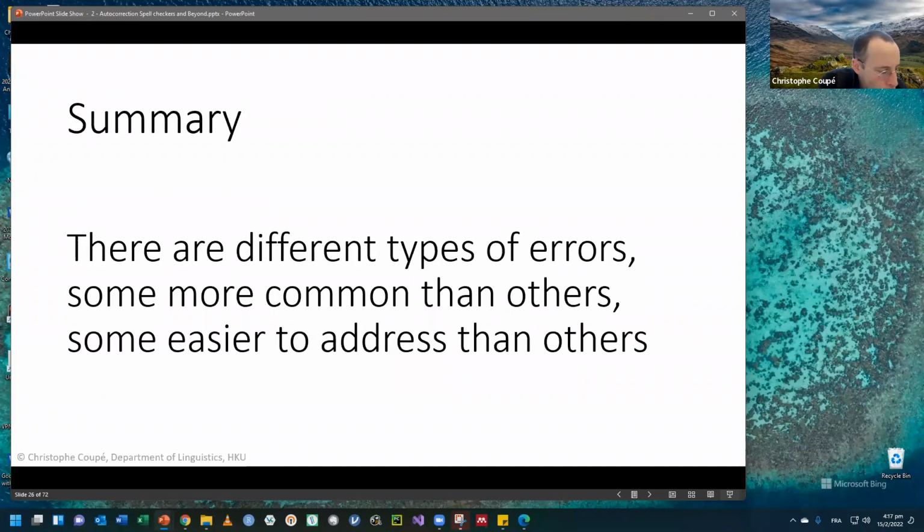So if I summarize this section briefly, there are different types of errors. Some are more common than others, and some are easier to address than others. Errors of performance, especially when you make a single error in the word form, and orthographic / lexical errors. This is easier, and we will focus on that later on.